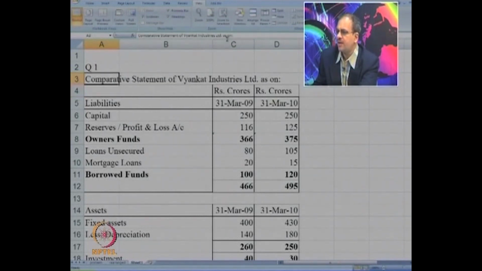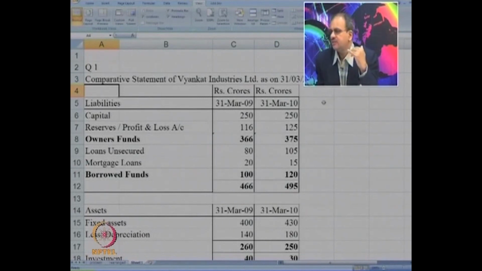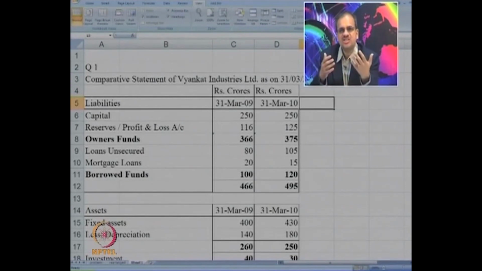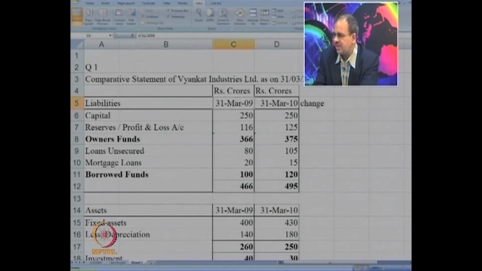Now, we will make a comparative statement as on 31st March 2010. We have data for 2009 and 2010. The first step in the comparative is to find the change or the difference. So, let us highlight it as a change in the current year. 250 minus 250 in case of capital, there is no change. I will try to drag it down.